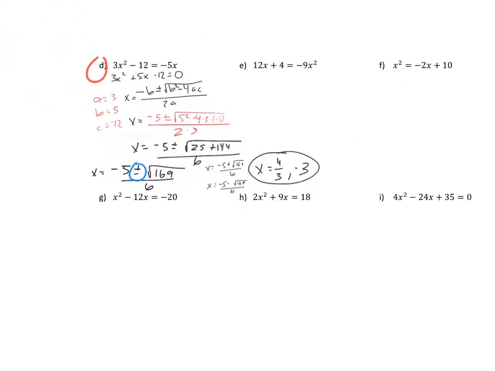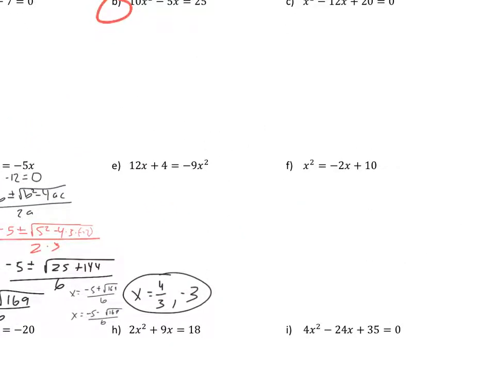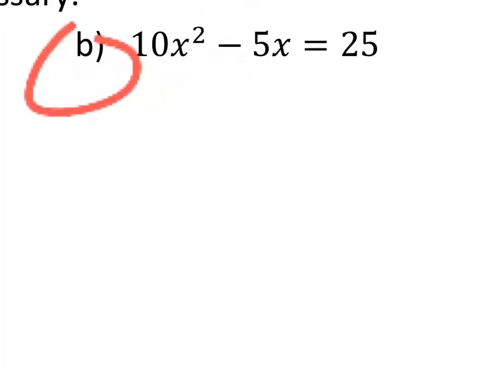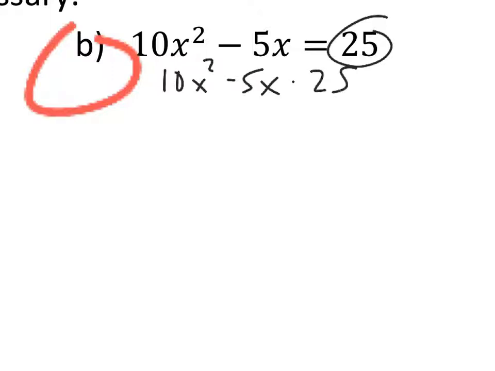So we definitely have two answers for letter D. All right, letter B. Same thing, I need to start in standard form. So I have 10x squared minus 5x. I need to move this, so I'm going to subtract 25 from both sides, and I'm going to do that part in my head. And you should be capable of doing that and feeling confident with that right now too. And if you're not, go ahead, drop the wall and show the work.